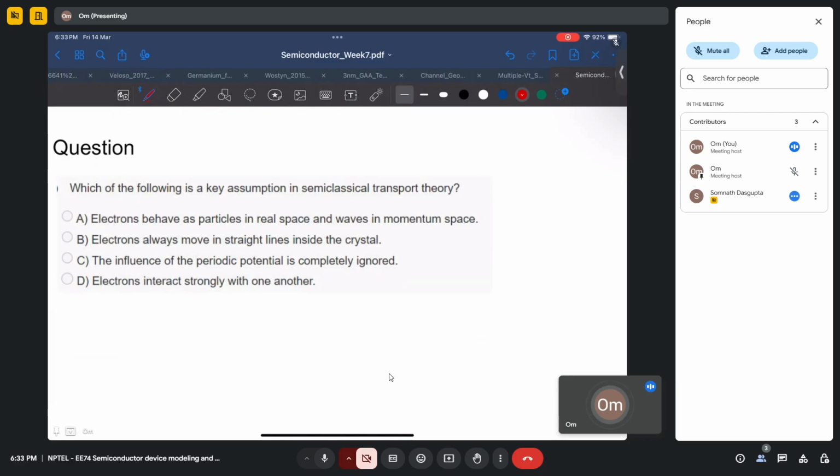Which of the following is a key assumption in semi-classical transport theory? Because again, we have seen this. It is option A. Right.